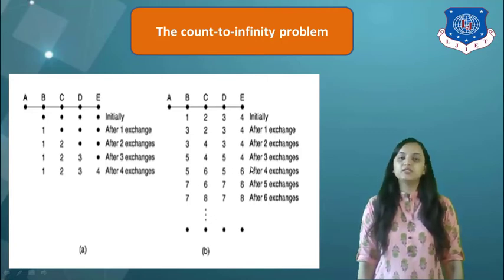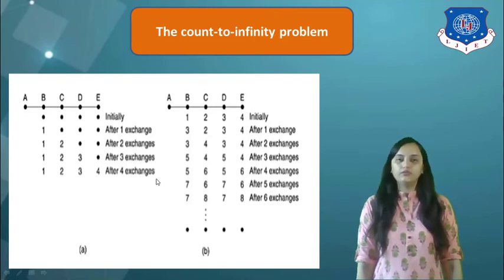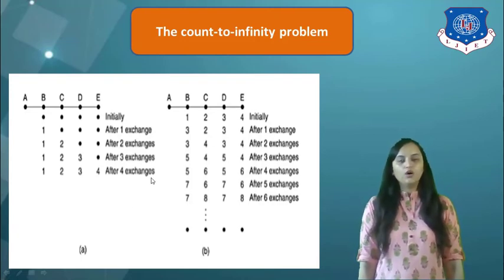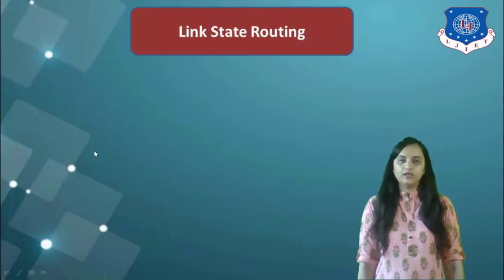Likewise, this happens after every exchange and continues up to infinity. So this is the problem called the count to infinity problem, where every node or router counts and updates its value infinitely. This is the problem which arises in this algorithm, which is referred to as the count to infinity problem. Now let's see the next one.